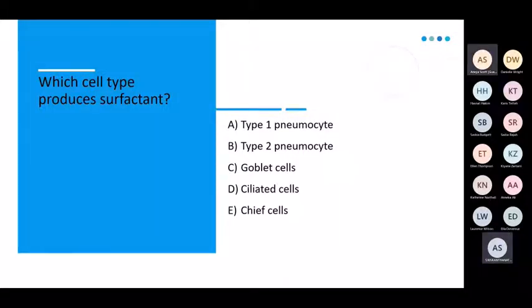Cool, so we're getting lots of B's coming in. Cool, so B is the correct answer.